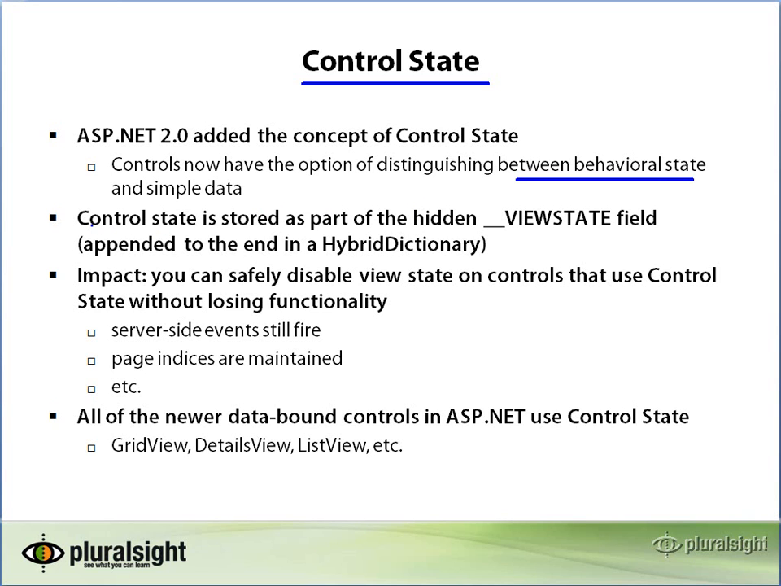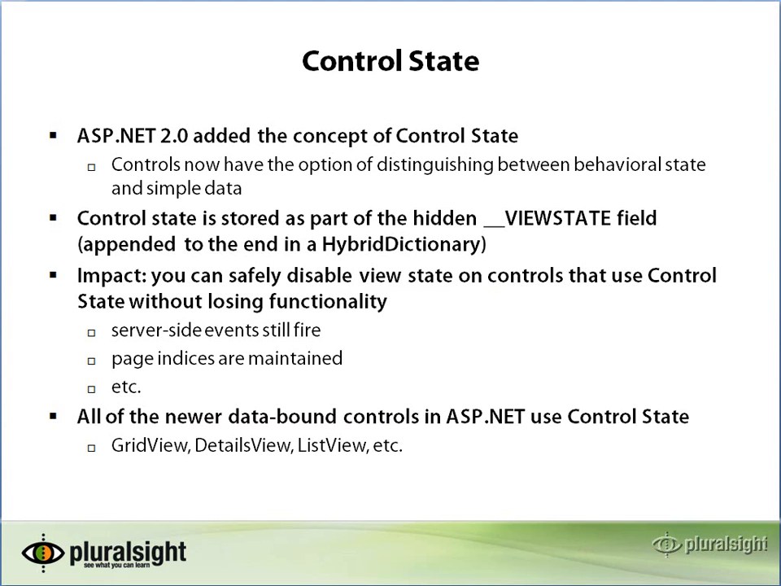Now let me be clear about what control state is. It's not a separate hidden field. You won't see another hidden field on your form called control state, but rather it is just an appended collection of data to the view state field, which you cannot disable. So the end result is you can safely disable view state on controls that use control state. And what are those controls? Well, all of the data-bound controls, which are the ones that tend to contribute the most to view state anyway, properly utilize control state for the behavior. So you don't have to worry about turning view state on or off with those controls. Everything will still work fine.